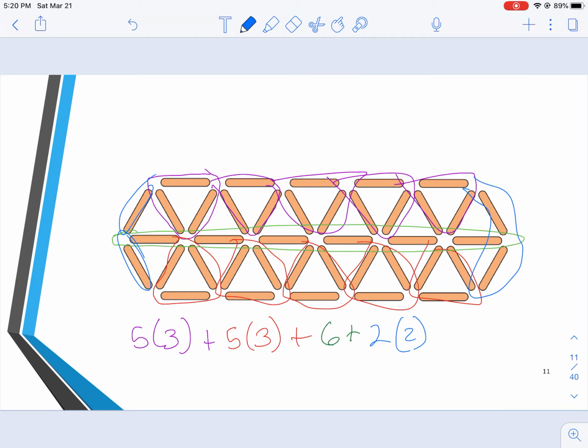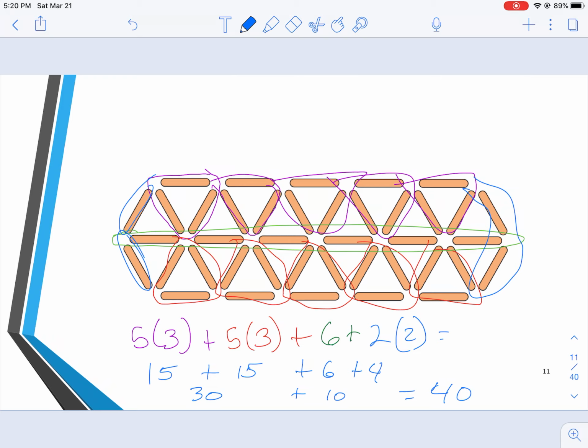And so that's the structure I saw. You could have looked at it many different ways. If I calculate this out, I end up getting 15 plus 15 plus 6 plus 4. So that's 30 here plus 10 here for a total of 40 popsicle sticks. So if I've done that correctly, you should also get 40 popsicle sticks for your expression as well.